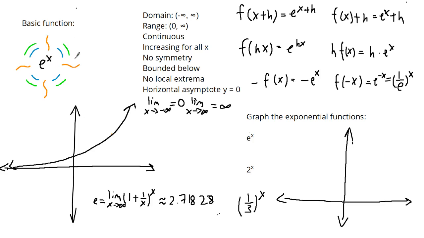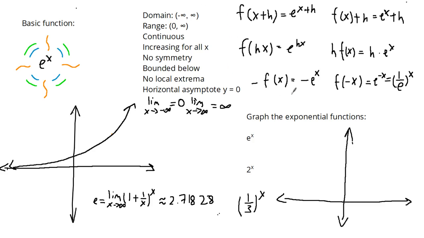So e to the x is our first function. Now e to the x is a special function, because whenever you put in 1, 2, 3, 4, it grows super fast. It grows e times faster every single time you go to the next term. It grows e times faster.